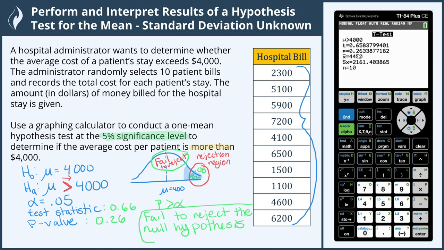If we want to interpret this in the context of the hypothesis test, we could say at the 5% significance level, there is not sufficient evidence to support the claim that the average cost of the hospital stay is more than $4,000. And now we're all done.